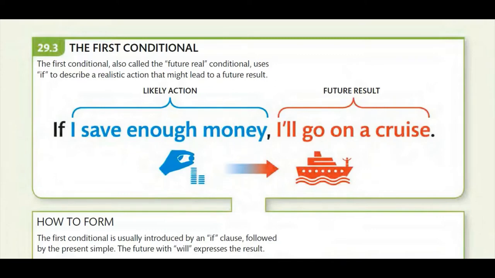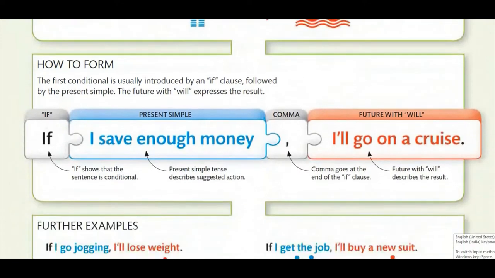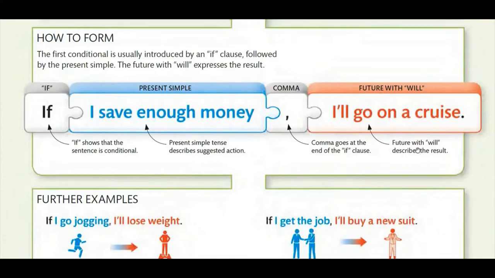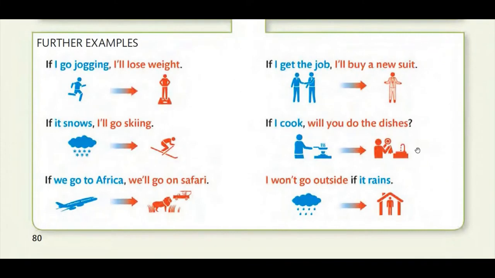And how to form these sentences? The first conditional is usually introduced by an if clause followed by the present simple, and the future with will expresses the result. So first we use if, then a simple present sentence, then a comma, and then a simple future sentence. Let's take further examples to understand it better.